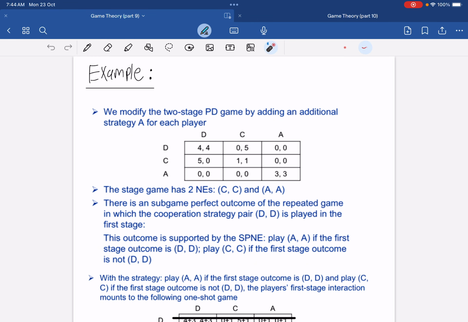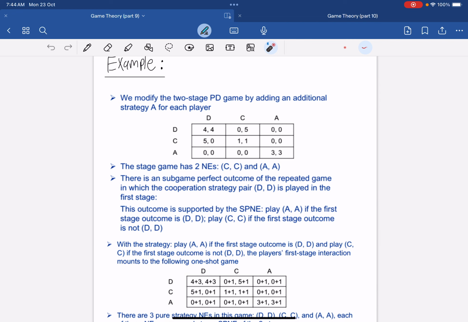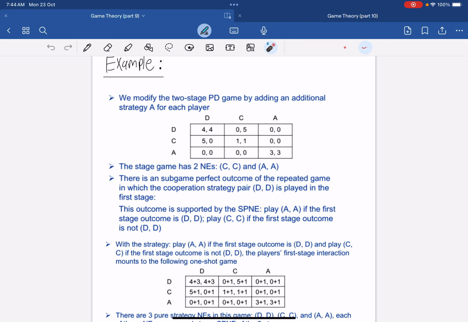And now we take a look at an example where we modify the prisoner's dilemma game to have 3 choices now. So we have 2 prisoners, but each prisoner has 3 choices. And in this game, where we draw this matrix, this will be the payoff matrix. In this game now, we have 2 NEs. So CC is 1 and AA is also 1.